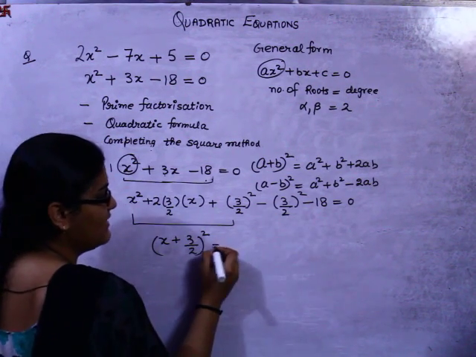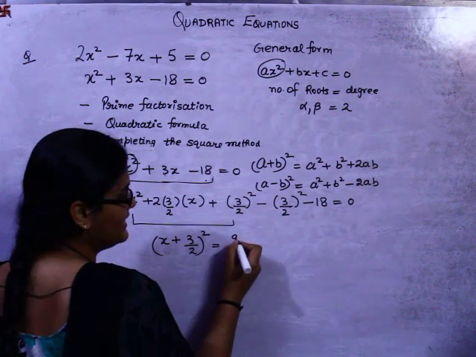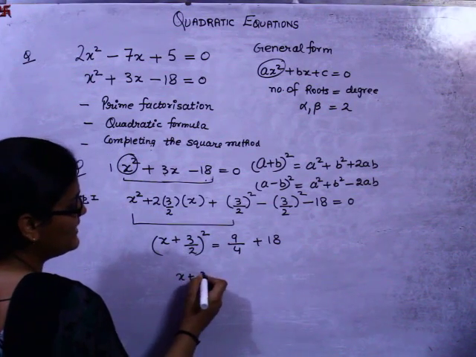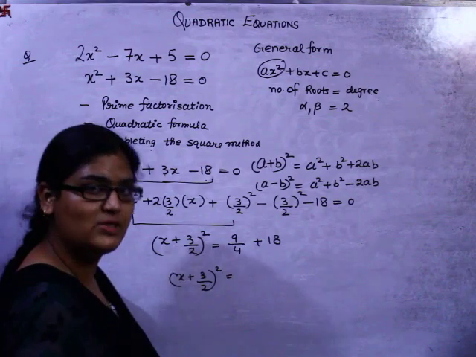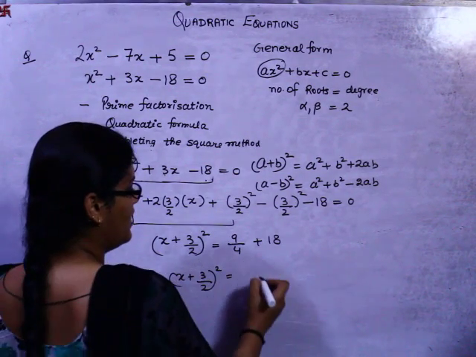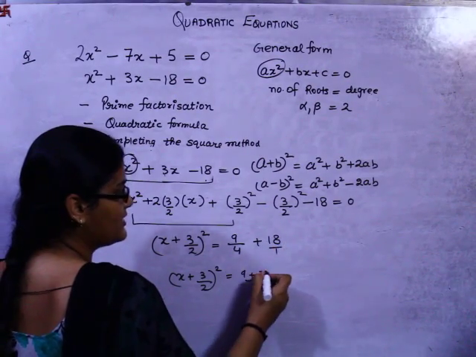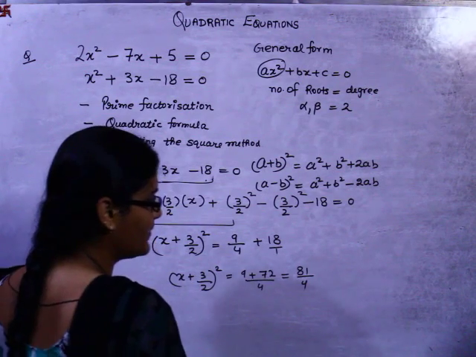Now these two terms are left with us, which on taking to the right side we get in positive, 3 threes are 9, 2 twos are 4, plus 18. x plus 3 by 2 whole square. Now you have to solve this, just applying the plus operation and taking LCM. This one becomes 4 ones are 4, plus 9, 18 fours are 72, which becomes 81 by 4.